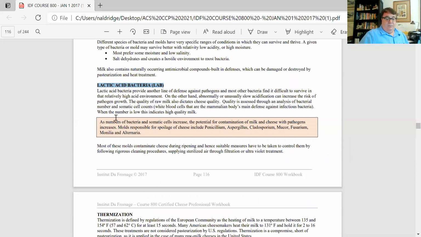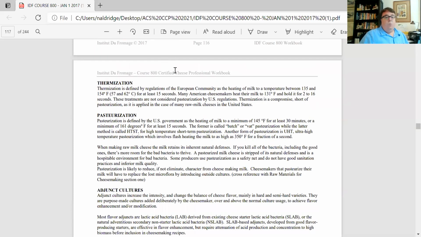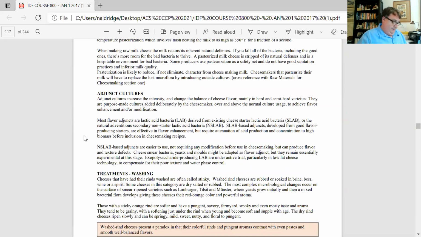And of course, we're moving on to page 117. Thermalization, you will get asked about thermalization versus pasteurization. So page 117 is important: thermalization versus pasteurization. And of course, adjunct cultures. I thought page 117 was a good solid whole page. I would read 117. 117 is a good page altogether.